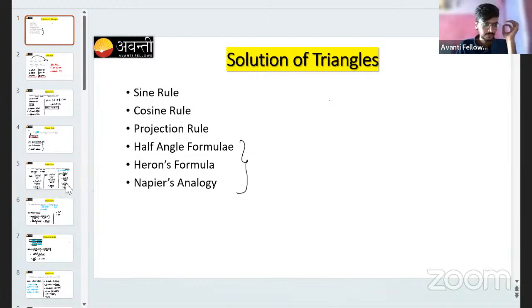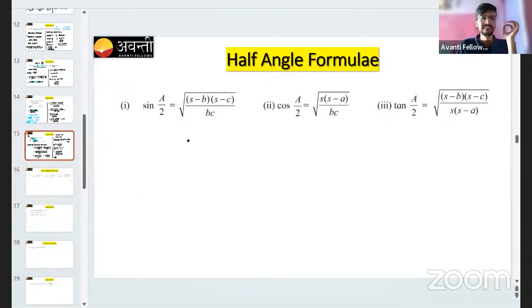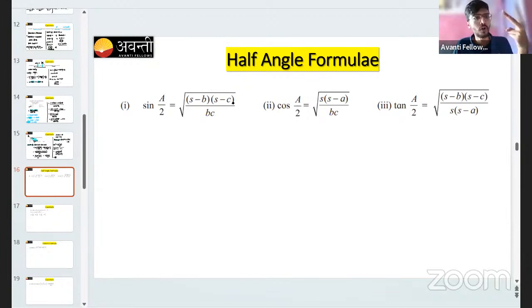Got it? So this is the half angle formula. Till now, for the sine rule, cosine rule, and projection rule, we did not have the half angle. We only had sin A, cos A, sin B, cos B, and so on. But this enables us to do the half angle calculation. Now, what does half angle mean? A by 2, B by 2, C by 2. We have three things again, for sine, cos, and tan. I hope my voice is clear.